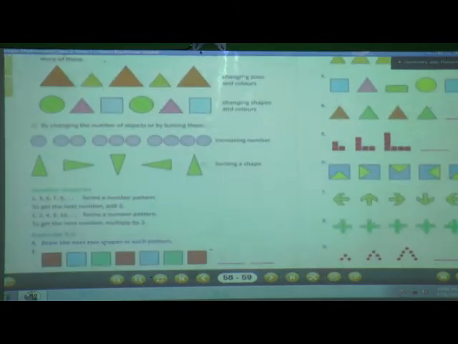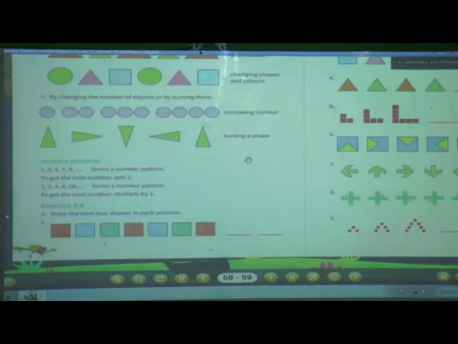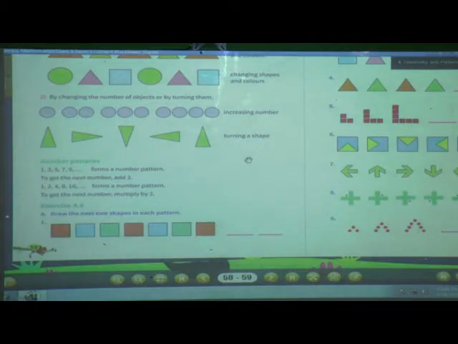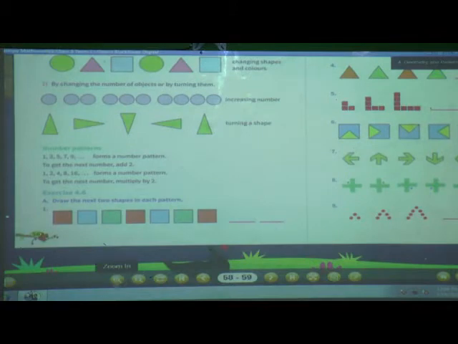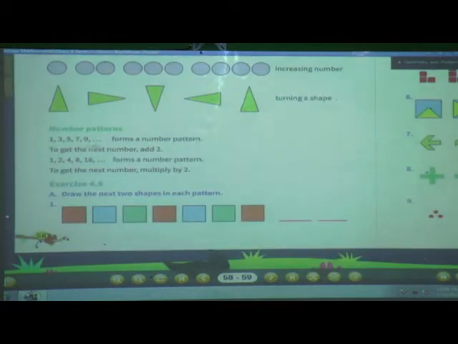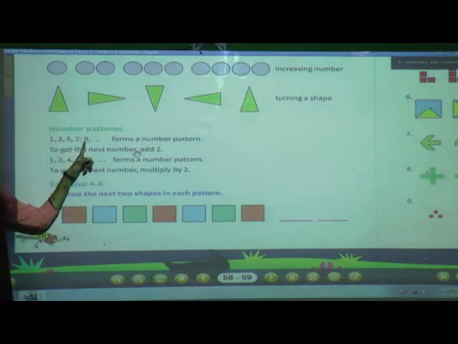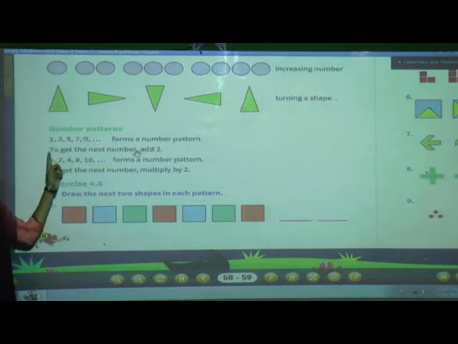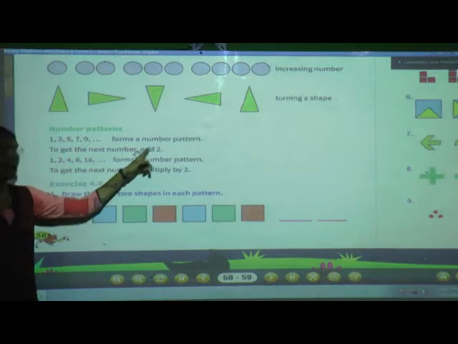Then we can form the pattern by using the numbers also. Okay, now see here, can you see? Number pattern. See here 1, 3, 5, 7, 9. In this sequence there is a pattern. It is called a number pattern. Then what is the pattern in this example? See, to get the next number, add 2.